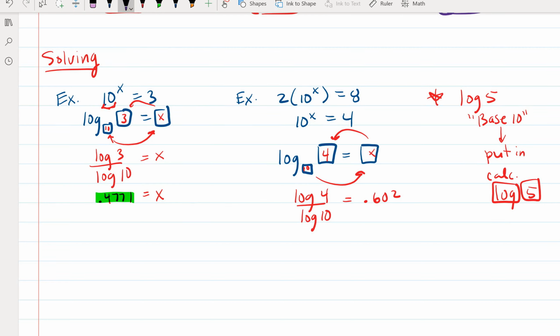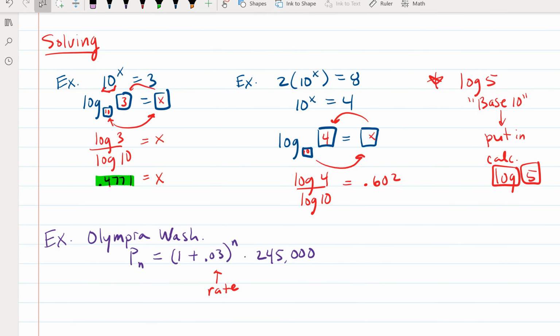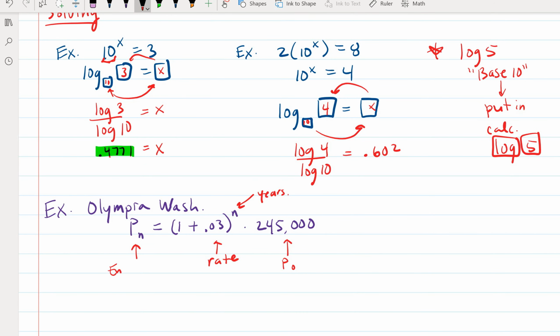Okay, let's move on to a word problem. Olympia, Washington. I think we had a problem like this last time we took notes. Olympia, Washington follows the following population model. P of n equals 1 plus 0.03 to the n power times 245,000. So that's the formula that's going to determine our population of Olympia. This is our rate, and this is our initial value P naught. And n is our number of years, and this represents our population after said number of years. So we could call that ending population. And this is beginning population.